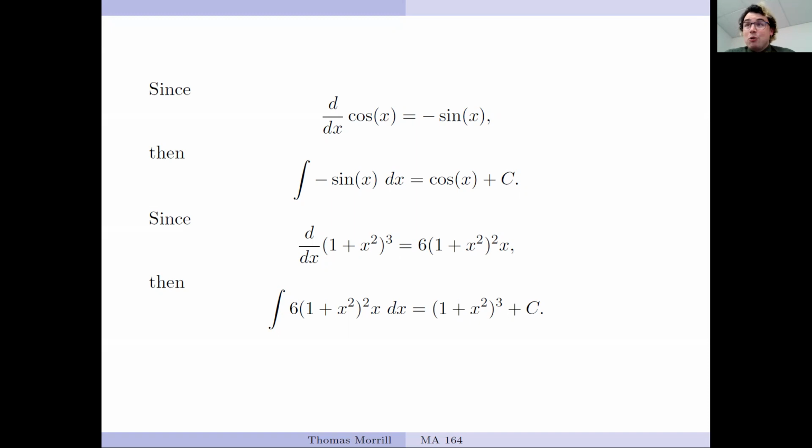Instead, let's use the chain rule formula. The chain rule formula says, do the derivative of your outside function first, then multiply by the derivative of the inside function. So my outside function is the cubing function. I bring down my 3 and I make the exponent 2. My inside function stays the same. My 1 plus x squared stays the same. But I have to multiply on the outside by the derivative of 1 plus x squared, which is just 2 times x.